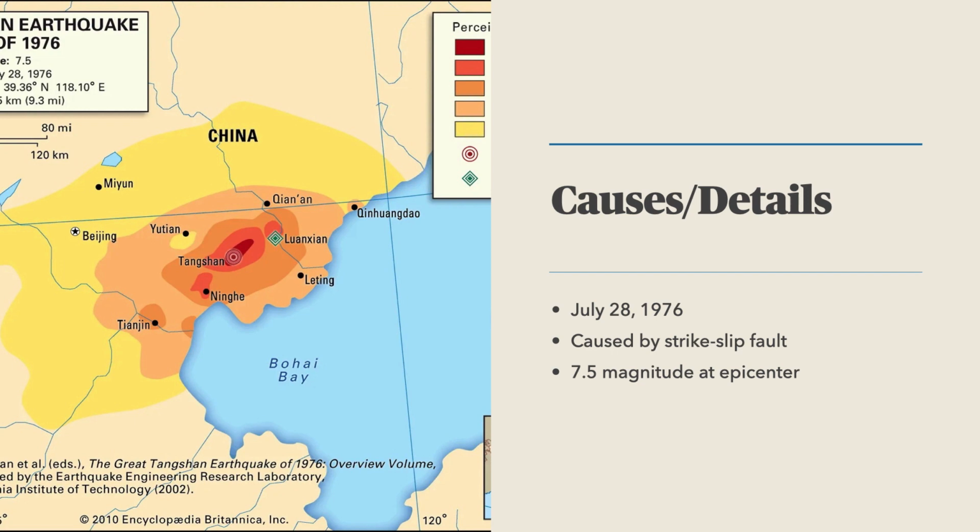So it occurred at 3:42 a.m. on July 28th, 1976, and it was caused by a strike slip fault, which is when rocks slip past one another parallel to the strike, and it happened in a northeasterly direction. The earthquake was registered at a 7.5 magnitude on the Richter scale. It was not expected because the fault line had yet to be discovered, and it is now known that it was on the Kangdon fault system.